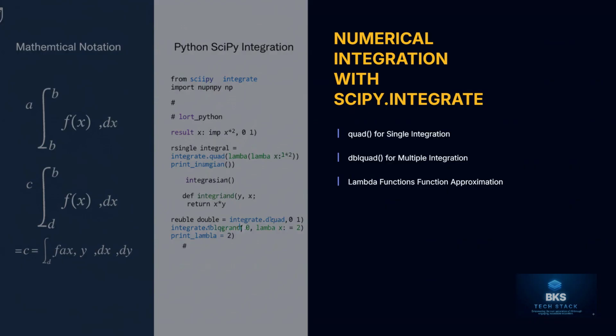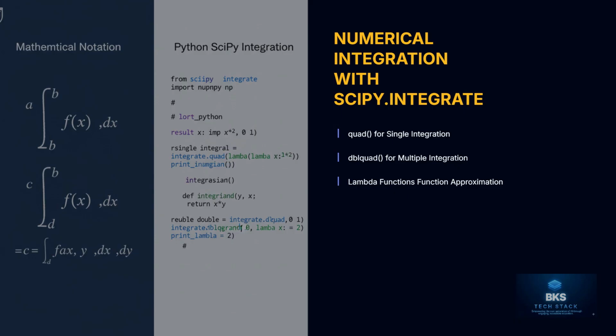Now, let's get technical with our first deep dive: integration. In calculus, integration is about calculating the area under a curve, but in computing, we deal with numerical approximations. The scipy.integrate subpackage is your best friend here. The workhorse function is quad, used for general-purpose single integration. The syntax is straightforward: integrate.quad(f, a, b), where f is your function and a and b are your limits.